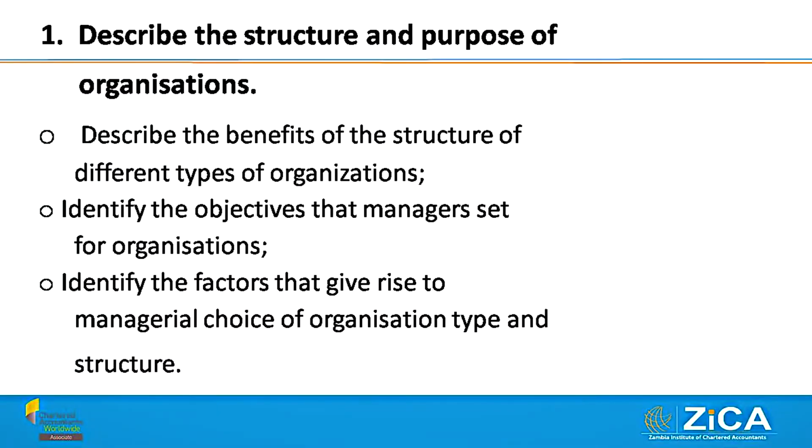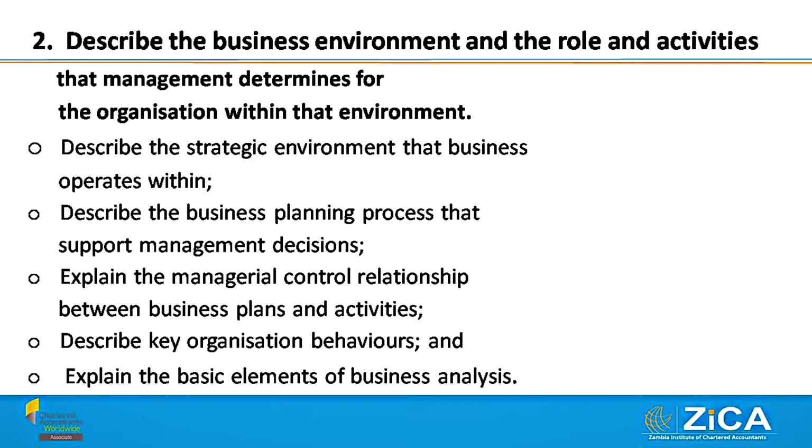On the course competencies that are required, they are about 10. The first one is describing the structure and purpose of the organization. In doing this, we will look at identifying the objectives that managers set for the organization, describing the benefits of the structure of different types of organization, and also identifying the factors that give rise to managerial choice of any organization type. The second one is describing the business environment and the role and activities that management determines for the organization within that particular environment.